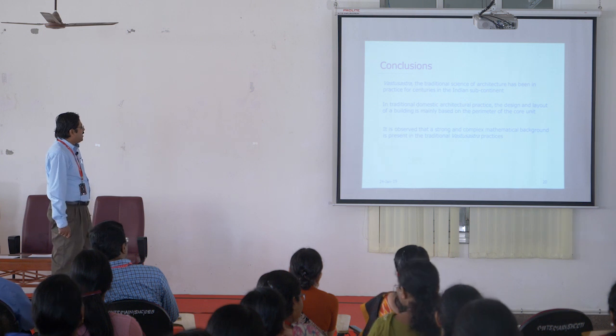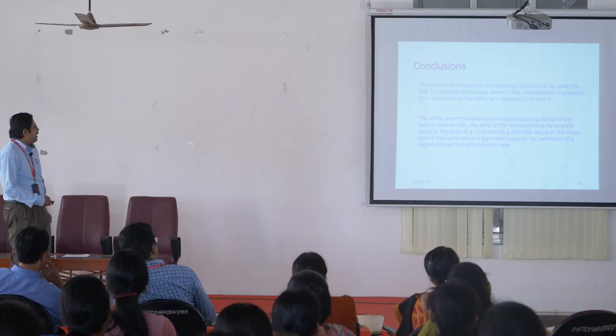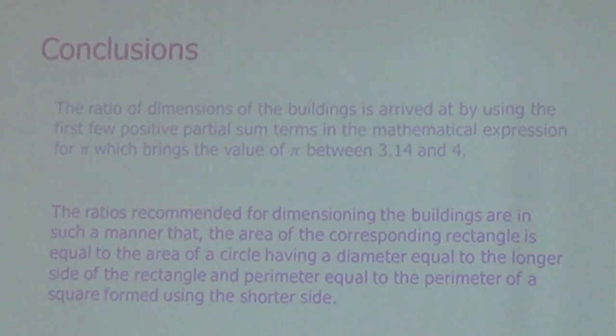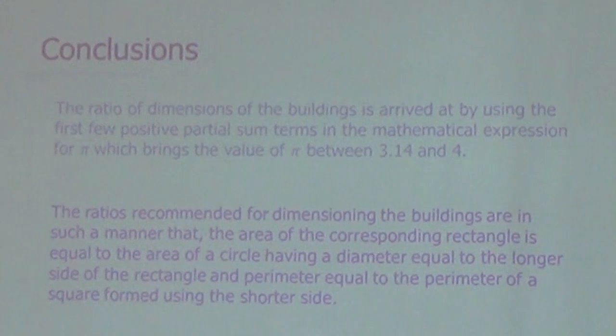So let me conclude. Vastu Shastra, the traditional science of architecture, has been in practice for centuries in the Indian subcontinent. In traditional domestic architectural practice, the design and layout of a building is mainly based on the perimeter of the core unit. It is observed that a strong and complex mathematical background is present in the traditional Vastu Shastra practices. The ratio of the dimensions of the buildings is arrived at by using the first few positive partial sum terms in the mathematical expression for pi, which brings the value of pi between 3.14 and 4.